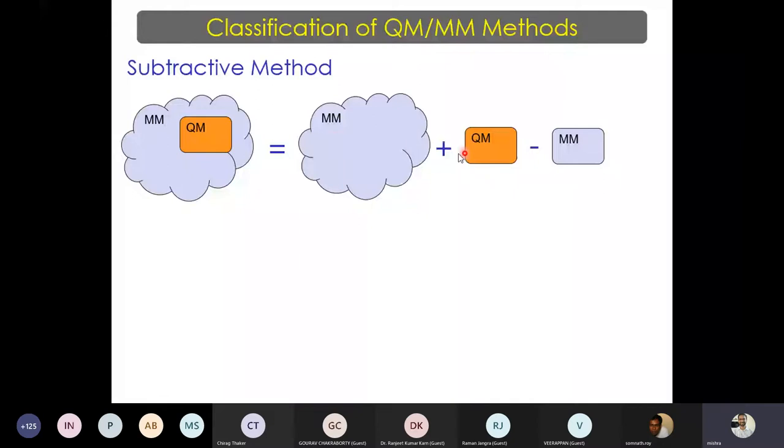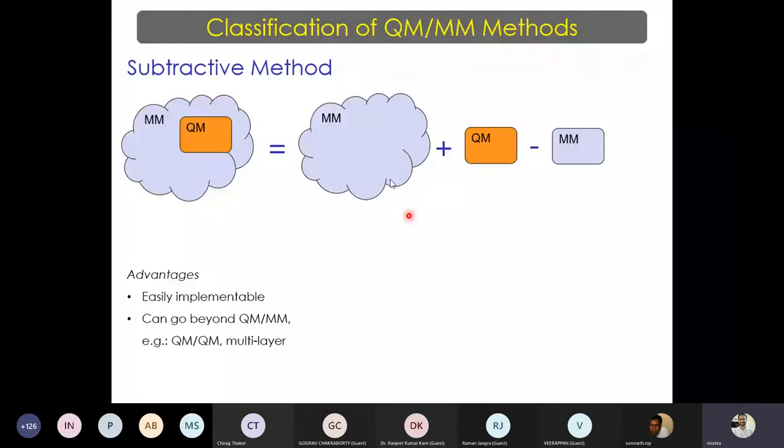Now, the advantage is that the subtractive method was the first one to be developed. Anyone who does molecular mechanics calculations routinely would be very comfortable doing this. He just has to learn how to do these QM calculations and add this and subtract them. If someone is familiar with doing QM calculations, he has to just learn this one and then subtract this, and he's also done. So the barrier to get started is low.